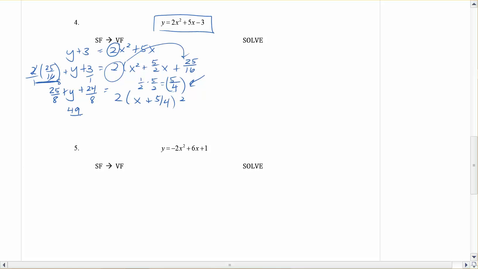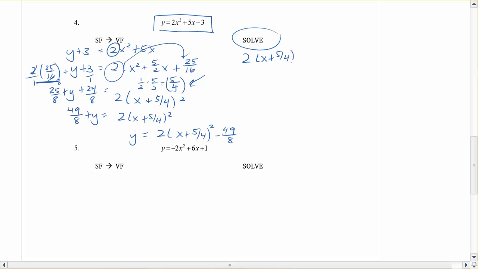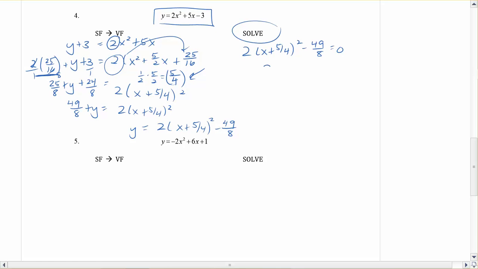So 49 eighths plus y equals, keep the right side of your equation the same. And then if I solve for y, I'm just going to subtract over x plus 5 fourths squared. I'm going to subtract over 49 eighths. All right. So my equation is now in vertex form. If I want to solve that, let's go ahead and start out by setting it equal to 0. So let's add 49 over 8 to the other side.